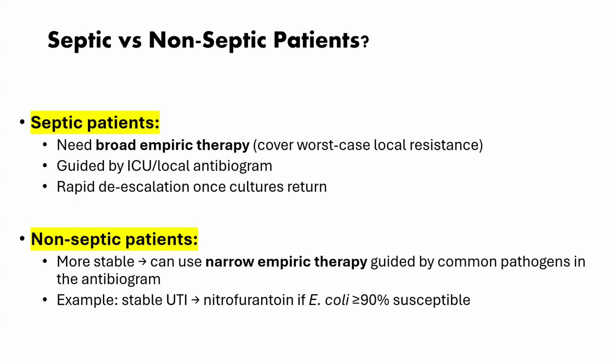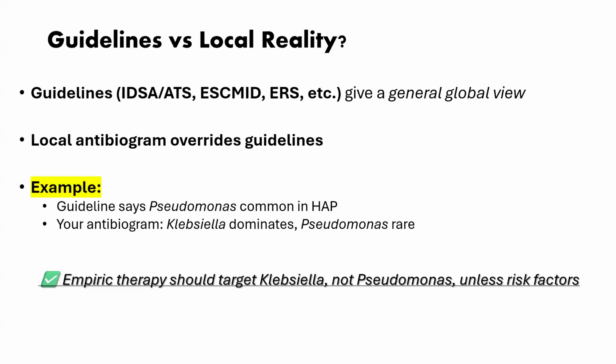So for septic versus non-septic patients, the recommendation will be different. Even if you have a single antibiogram, you will respond differently according to whether the patient is septic or not. For the septic patient, you need to give a broad empiric therapy, covering the most common bacteria, guided by the ICU or local antibiogram, and you will make a rapid de-escalation once the culture returns. But for the non-septic or more stable patient, you should go for the most common pathogen with a narrow empiric therapy based on the antibiogram. For example, for a stable UTI, you can give nitrofurantoin if the E. coli is more than 90% susceptible.